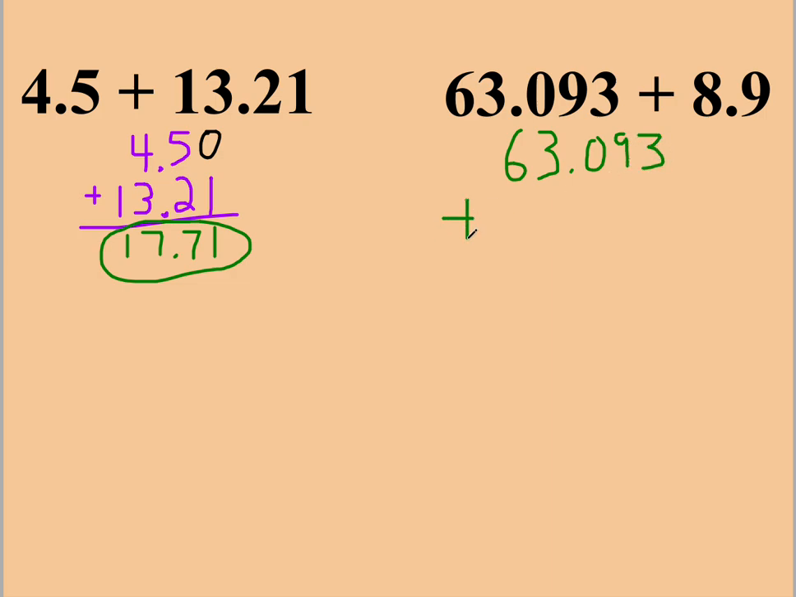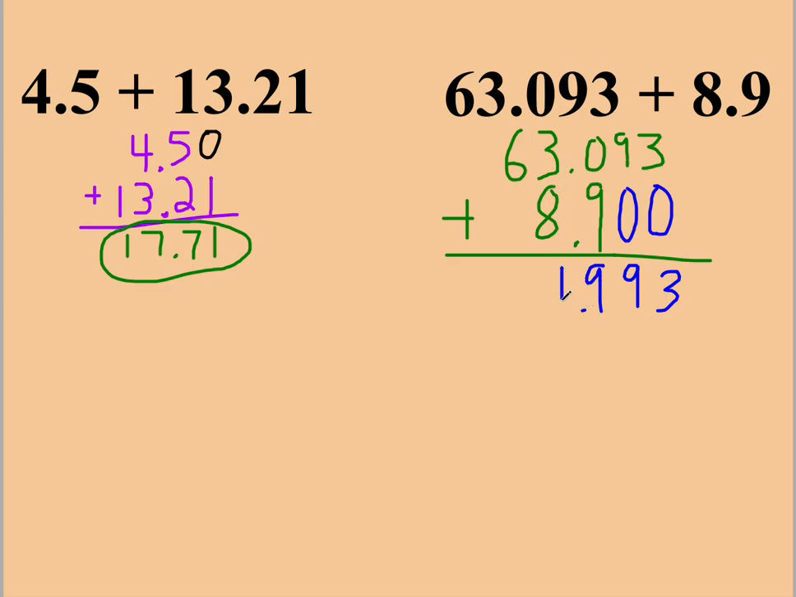So I'm going to add. I'm going to look where that decimal is, that 8 and 9 tenths or 8.9. I want to put it just like this. And to the right of that 9, you probably guessed it, we're going to put zeros in as place value holders. So I've got 3 thousandths here. 9 and 0 is 9 hundredths. 0 and 9 is 9 tenths.